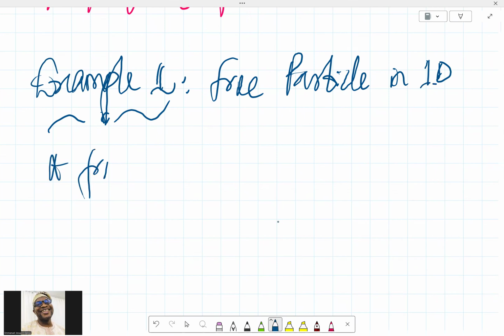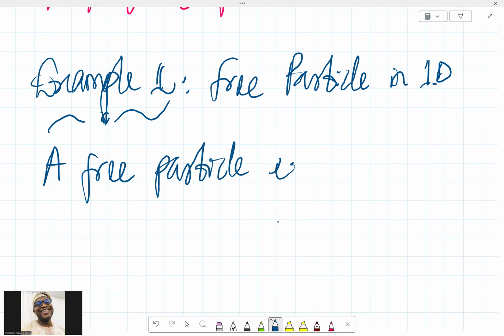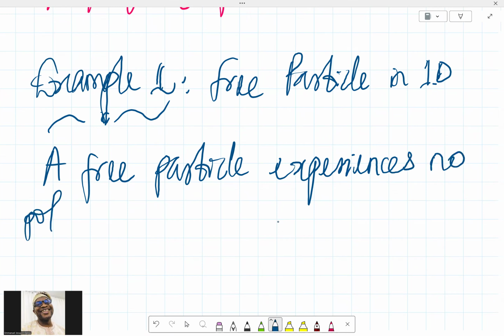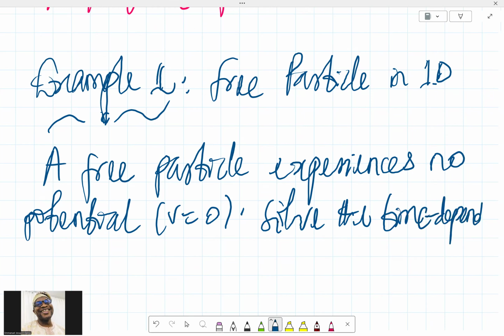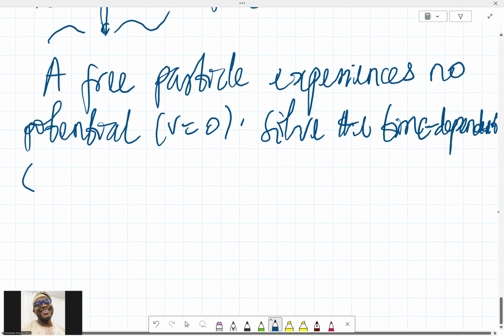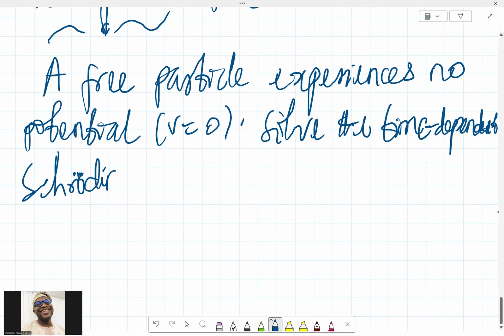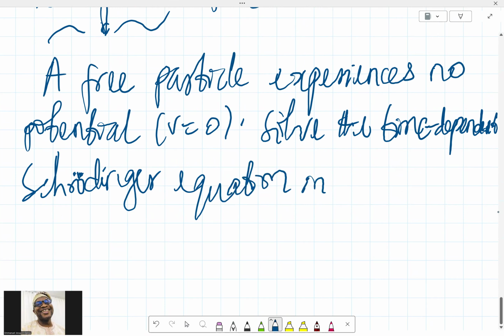So a free particle experiences no potential, meaning that V is equal to 0. So solve the time-dependent Schrödinger equation in one dimension.